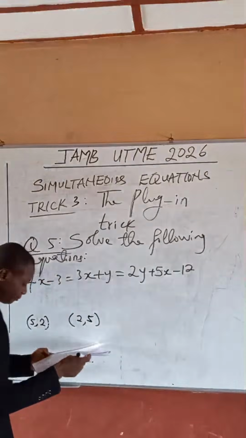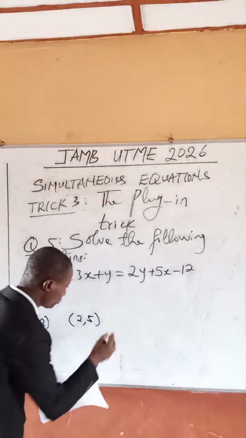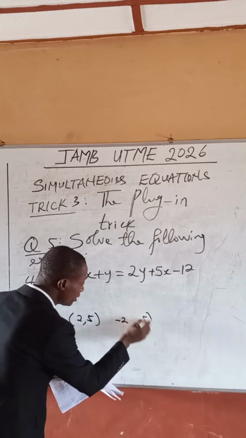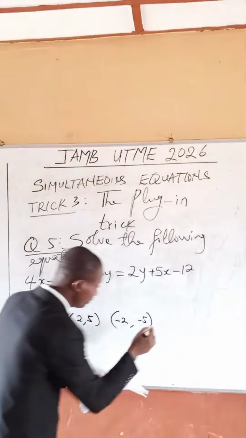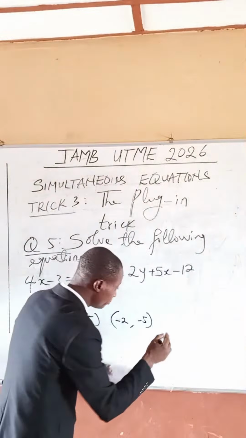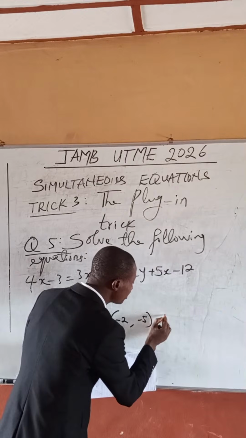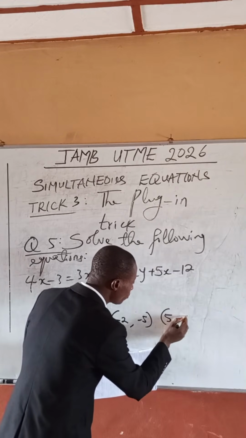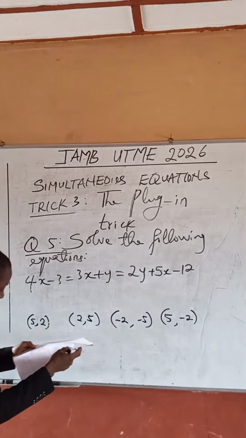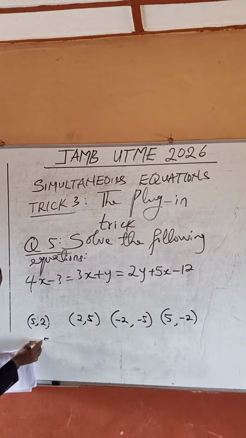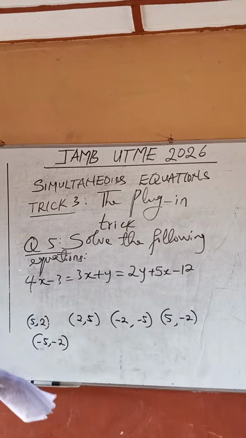Then for C, we are giving both of them to be minus 2 and minus 5. That's x and y, right? Then for the next one, one is minus and one is plus. X is 5 here, while the other one is minus 2. Then the last one, we are giving x and y, but here we have minus and minus. Can you see this now?